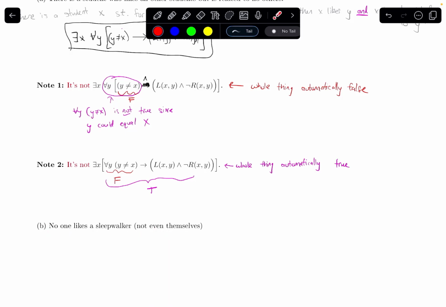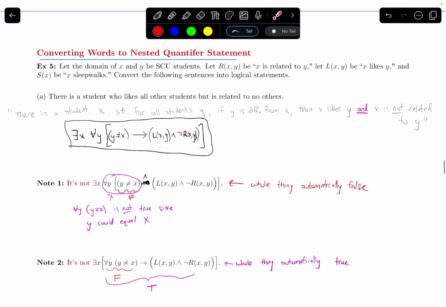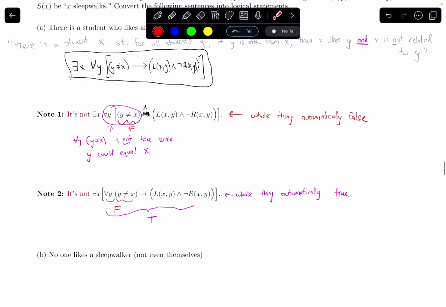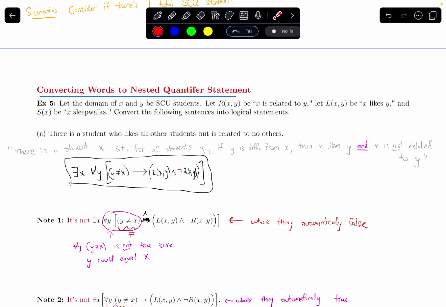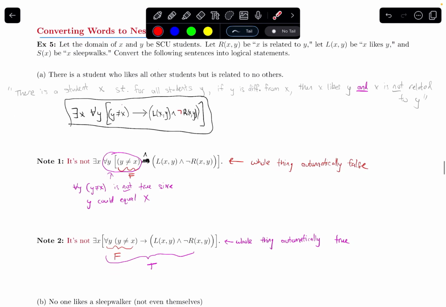And I want to do this in the framework of the last example from our previous video, which was: let the domain of x and y be SU students. R of x comma y is x is related to y. L of x comma y is x likes y. And S of x is x sleepwalks. So when I look at my sentence, I see something about someone liking someone, a sleepwalker. So that makes me think that we're going to be using this propositional function for x likes y, and probably this one for x sleepwalks in our problem. Okay, so let's break this down.